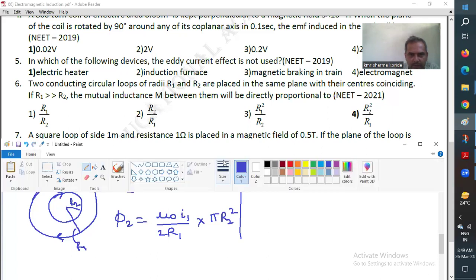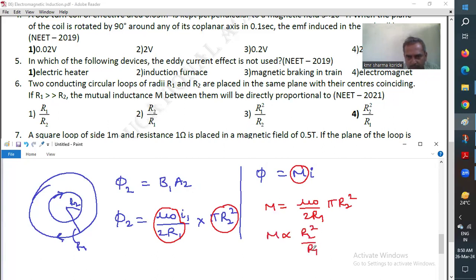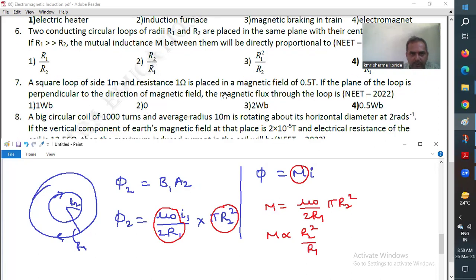Just to compare both the equations, excluding I, the M position is occupied by this equation and this equation. So therefore, M is equal to mu naught by 2R1 times pi R2 square. So M is directly proportional to R2 square by R1. So the last option is correct. Moving to the next question.